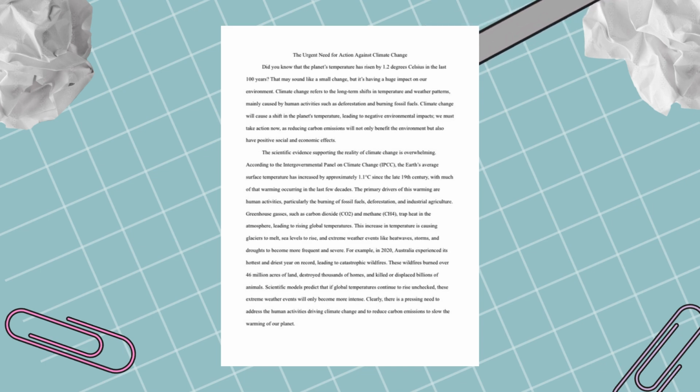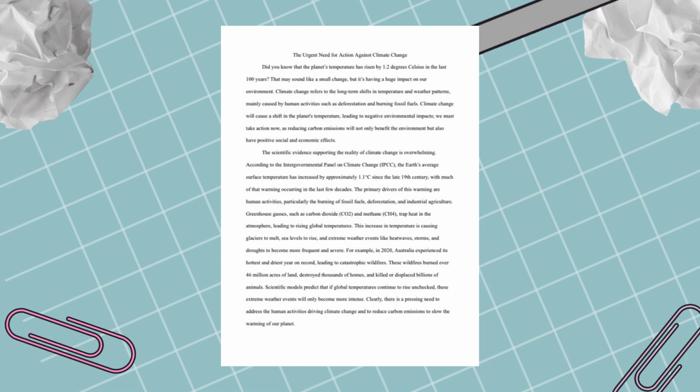The primary drivers of this warming are human activities, particularly the burning of fossil fuels, deforestation, and industrial agriculture. Greenhouse gases, such as carbon dioxide and methane, trap heat in the atmosphere, leading to rising global temperatures. This increase in temperature is causing glaciers to melt, sea levels to rise, and extreme weather events like heat waves, storms, and droughts to become more frequent and severe.